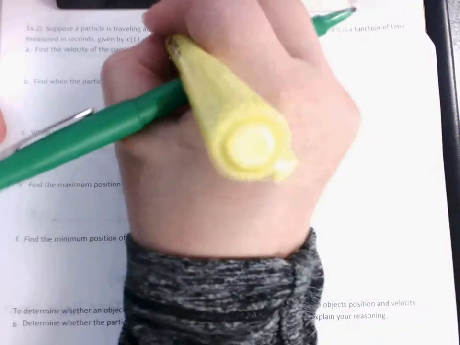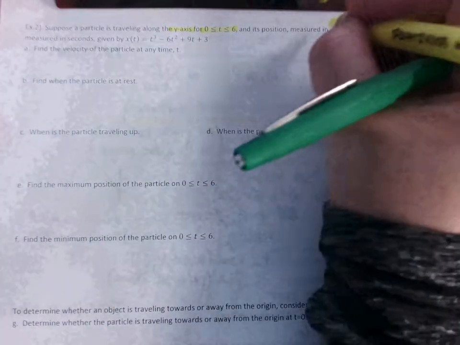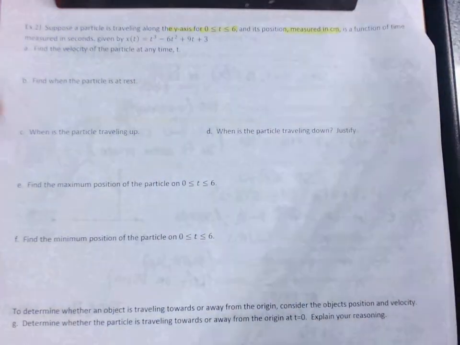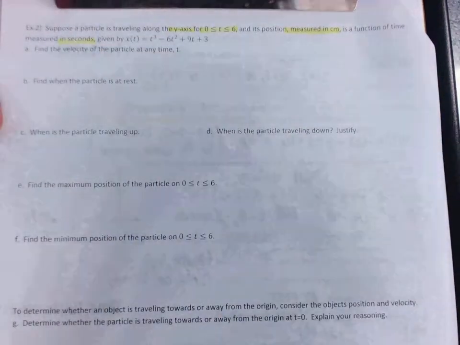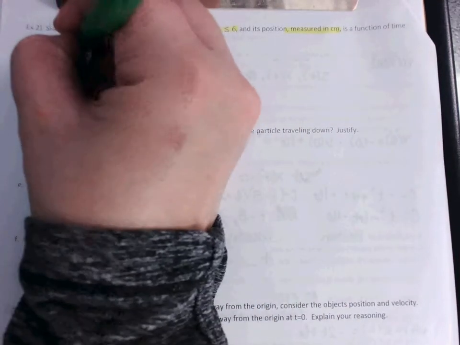Okay, so it says we're on which axis? Y-axis. What time are we looking between? 0 and 6. What's our units? Centimeters measured in, time is measured in seconds, and then we have our equation. Okay, part A says to find the velocity at any time. That means I'm taking the what? Derivative.